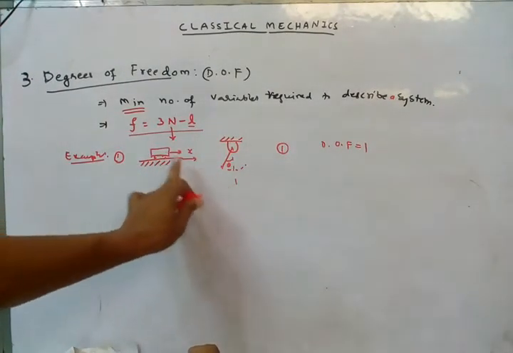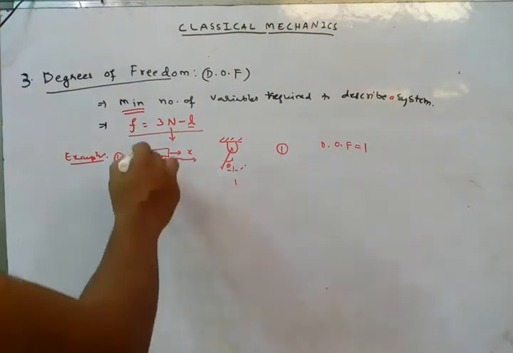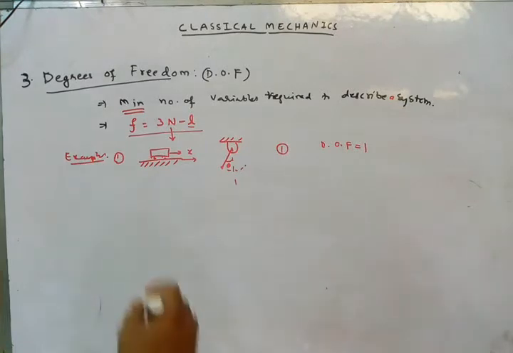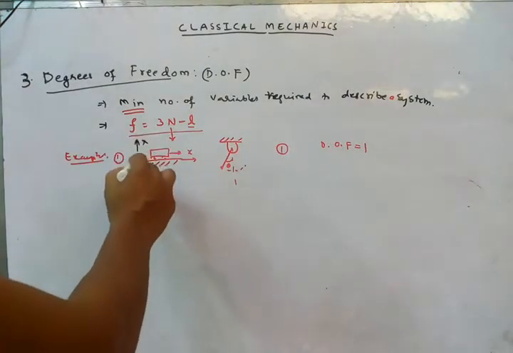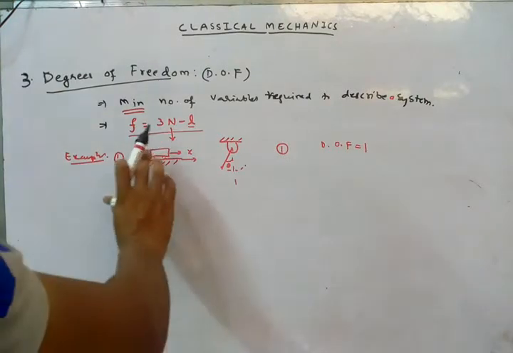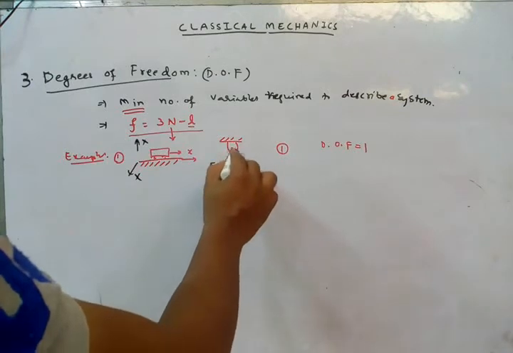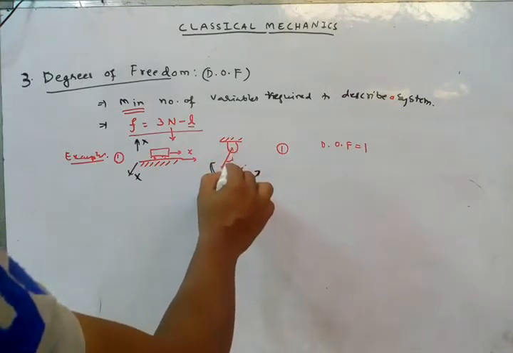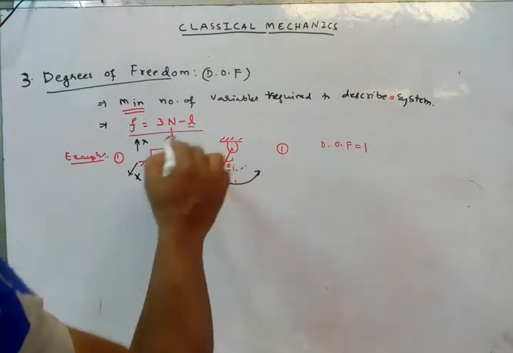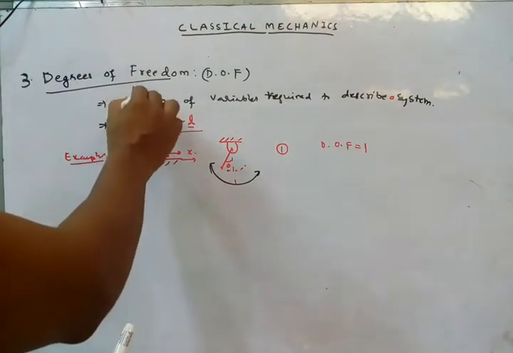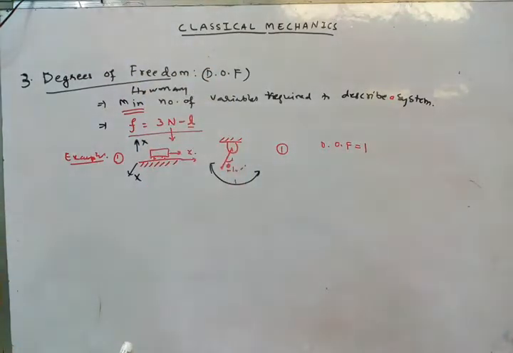How many variables are required? It is moving in the x direction. It is not moving in the y direction, and it is not moving in the z direction. It is moving only in the x direction. Here also it is moving like this, and only theta describes it. By theta only we can describe this system. Here also one coordinate is required, so the degrees of freedom is equal to 1. That is, the minimum number of variables required to describe a system.